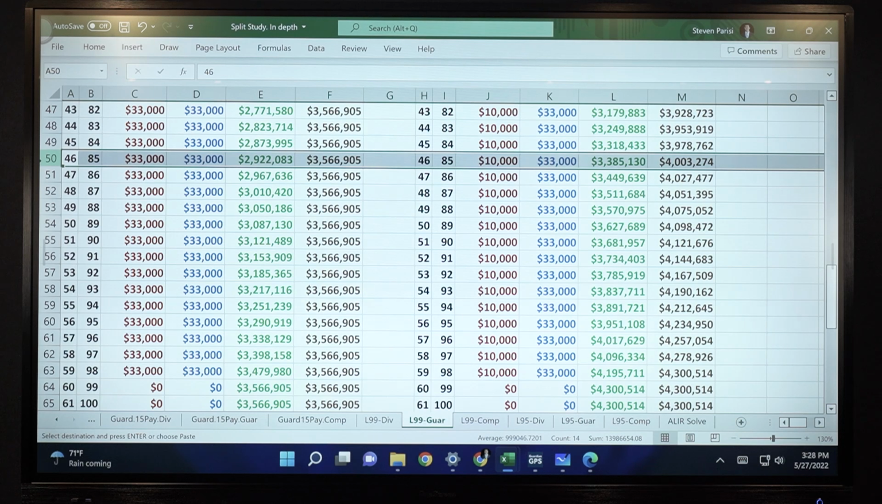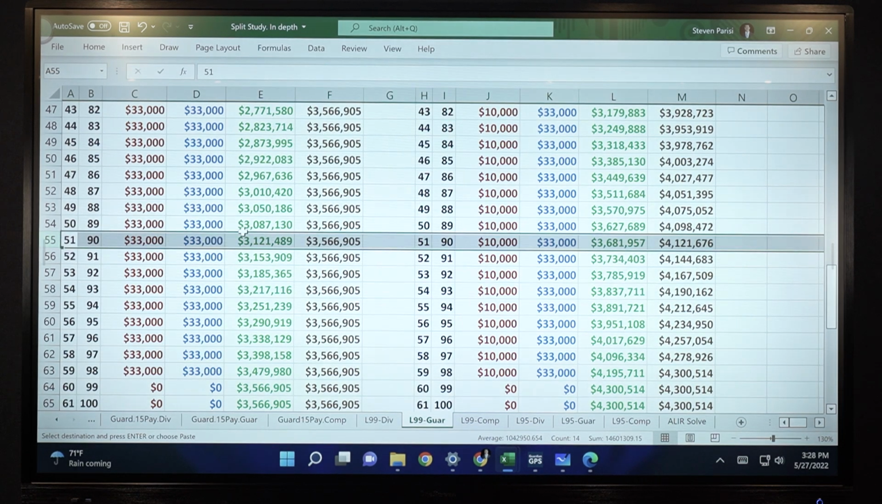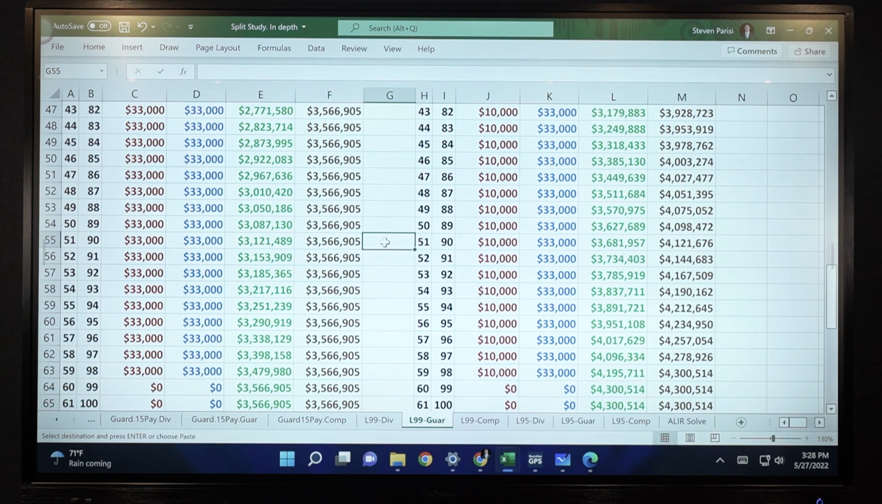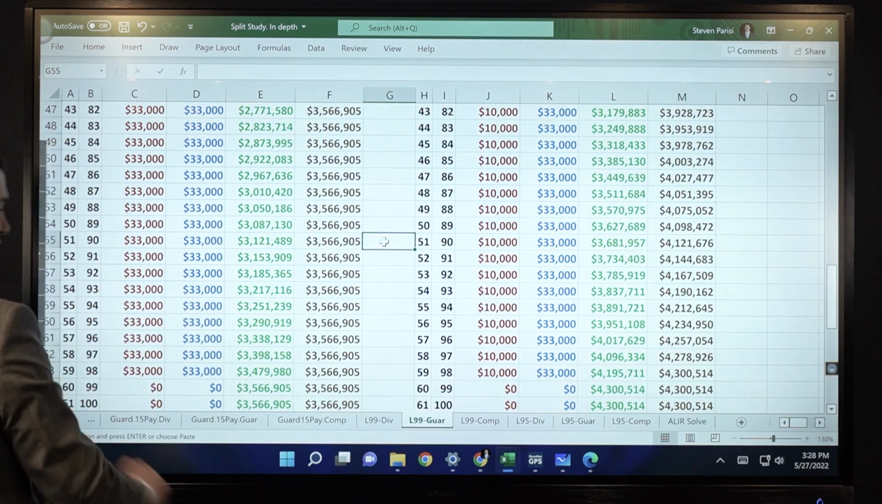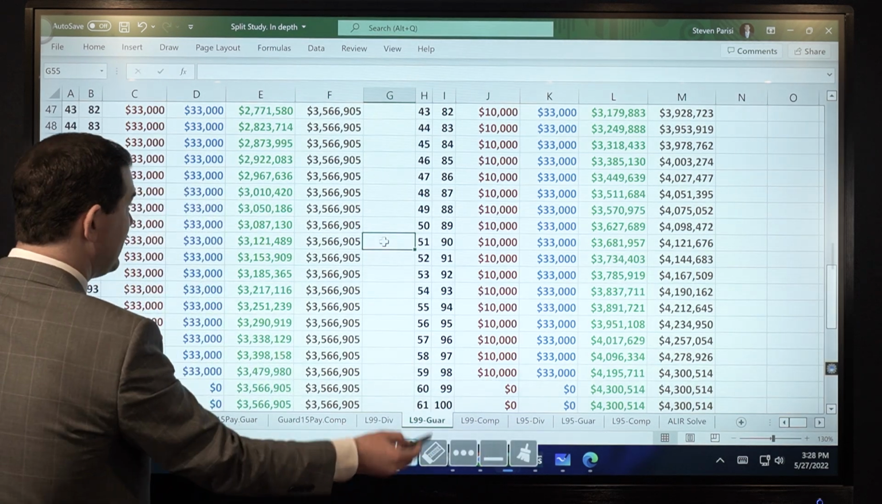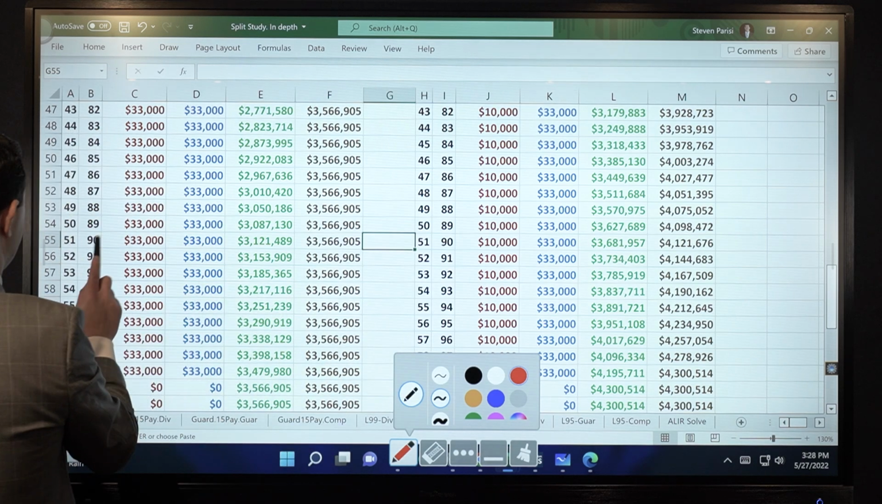Let's look at the same point in time, age 85. Let's look at age 90. You can look at any point in time. What's the difference now? The non-guarantees, they were that close. How about the guarantees? What are you actually guaranteed at the end of the day? That's how I like to look at it.